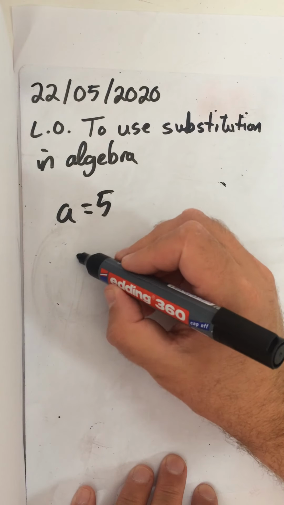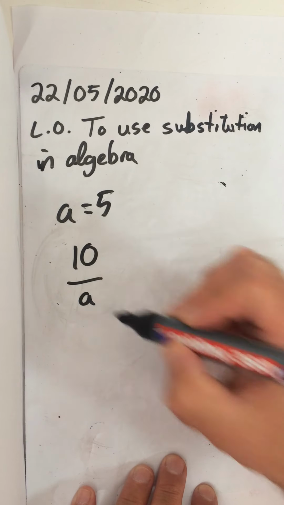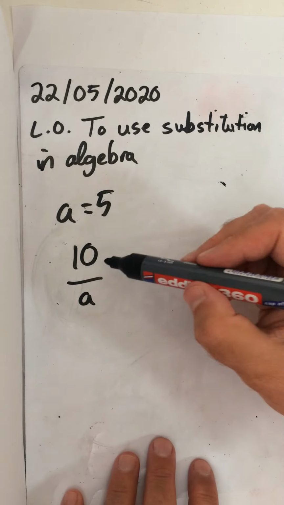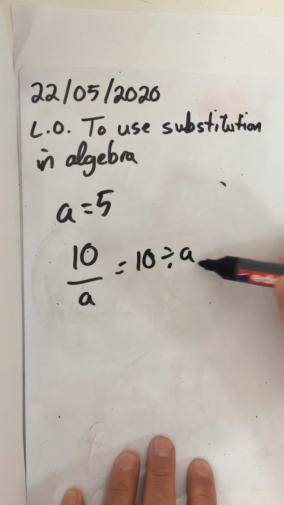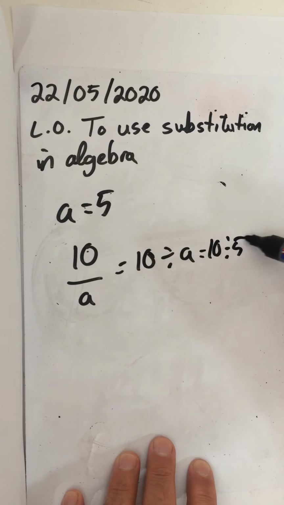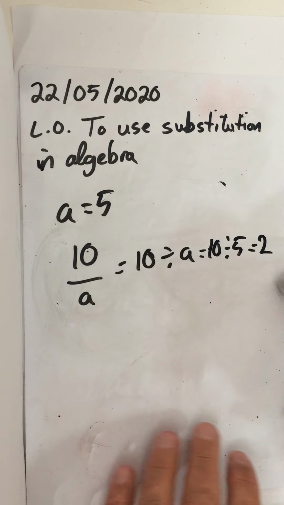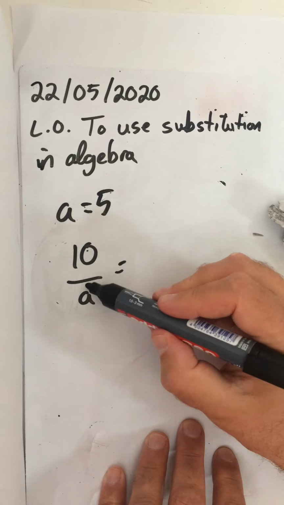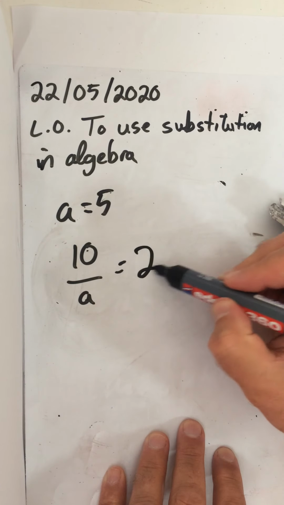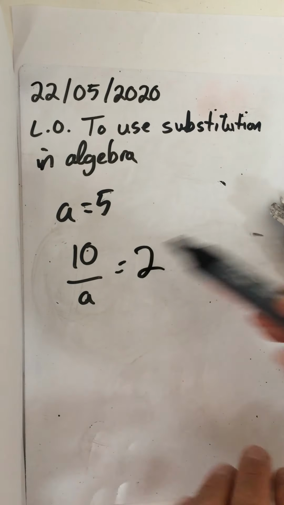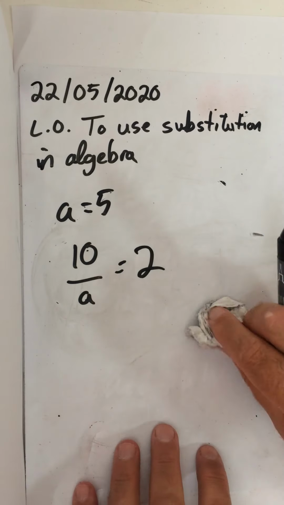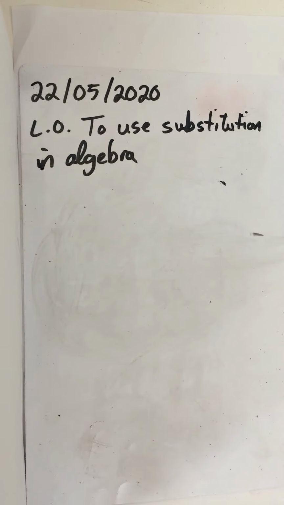You could have, again, A equals 5. You could have 10 divided by A. And that's what this means, isn't it? A is 5, so that's the same as 10 divided by 5. How many 5s in 10? 2. So with these ones, just remember 10 divided by 5. Again, you're substituting A for 5 in this case. Remember, the numbers and the letters will vary.